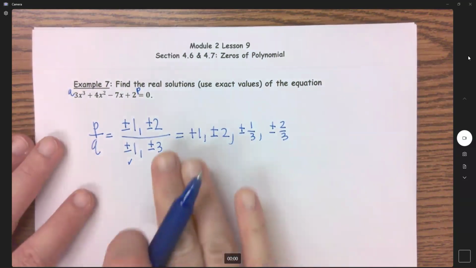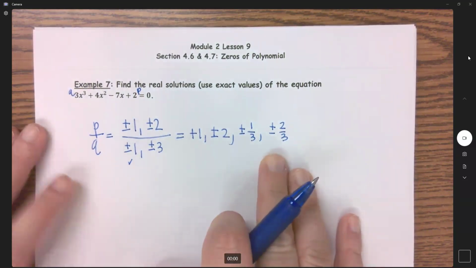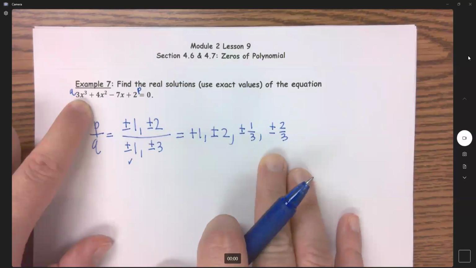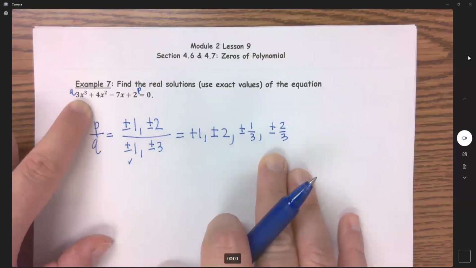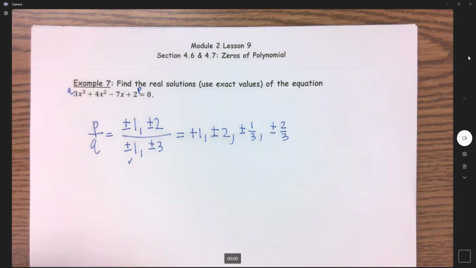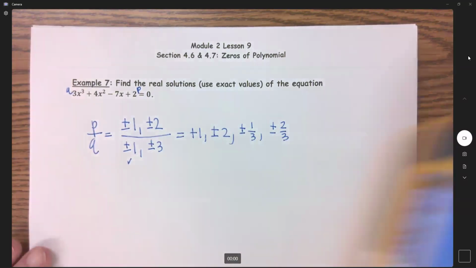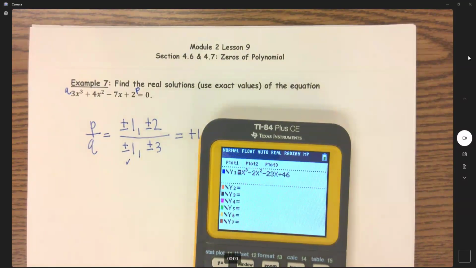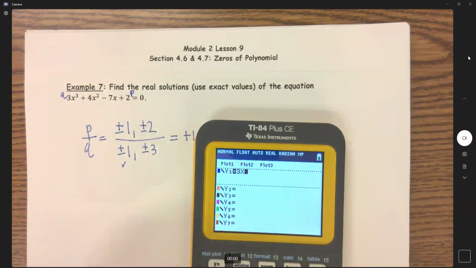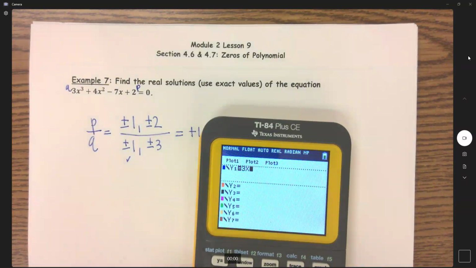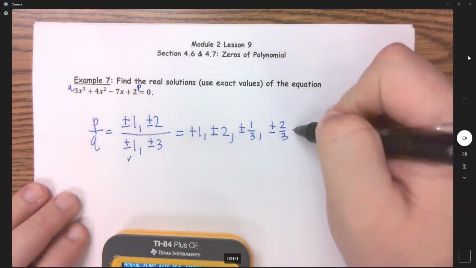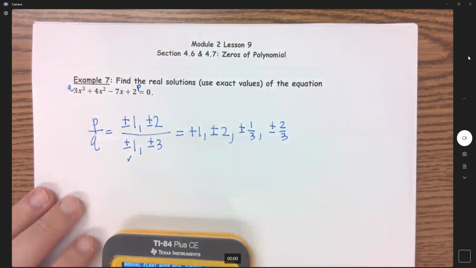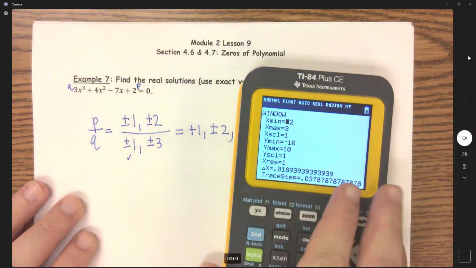Okay, so here I have 8 potential rational zeros, and I have at most 3. So we have too many. Now let's use our graph to eliminate some of these and find the one that works. So type in your equation. And what should we change our x min and max to be?